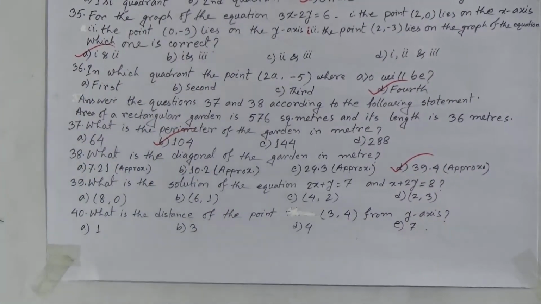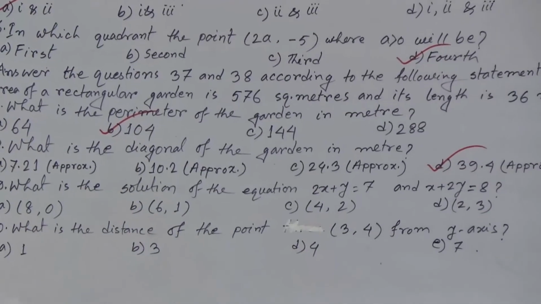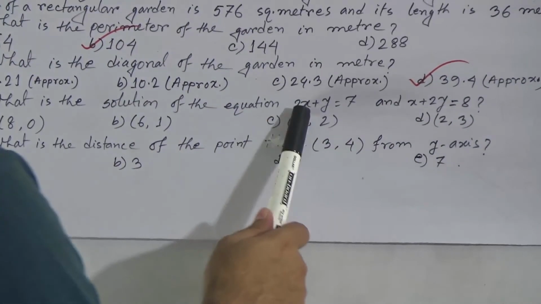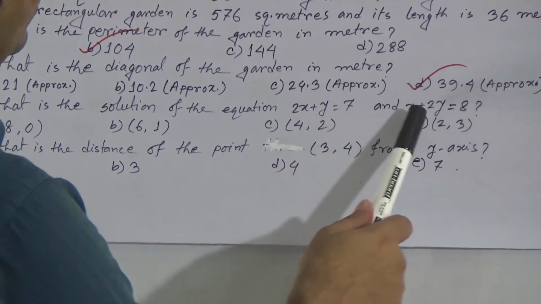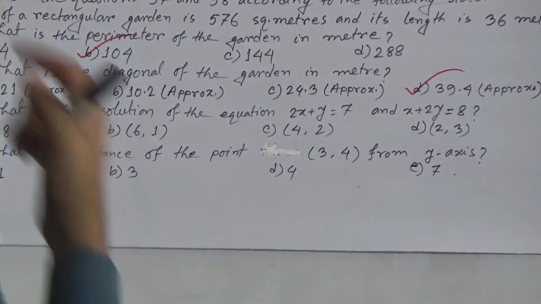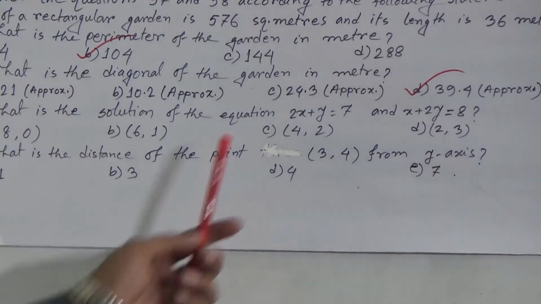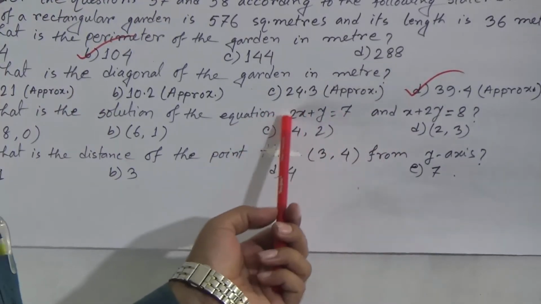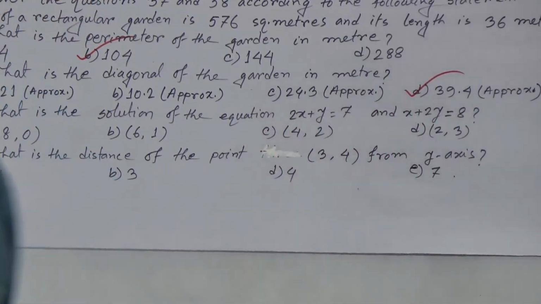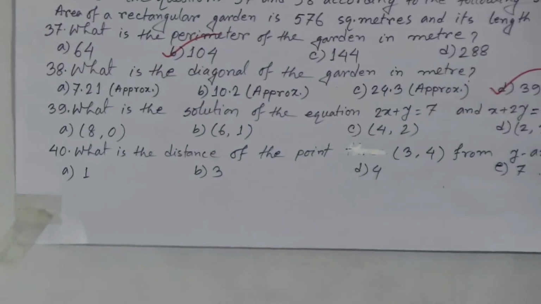Now this is question 38. Now question 39. What is the solution of the equation 2x plus y equal to 7 and x plus 2y equal to 8? Dear students, you can solve this problem. You can solve these two equations to get the answer. This is one way. You can find the solution in another way also.